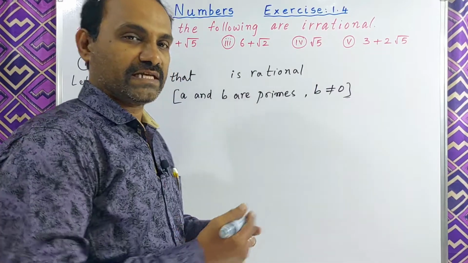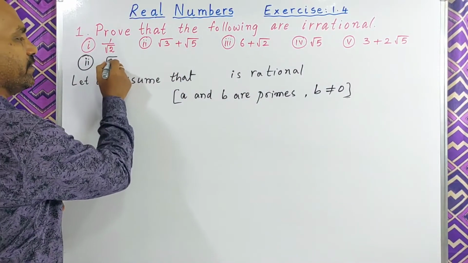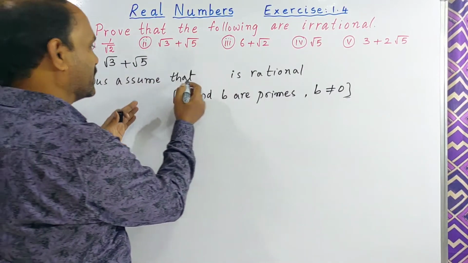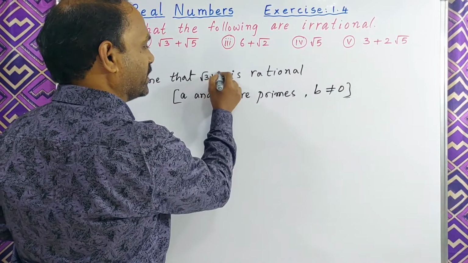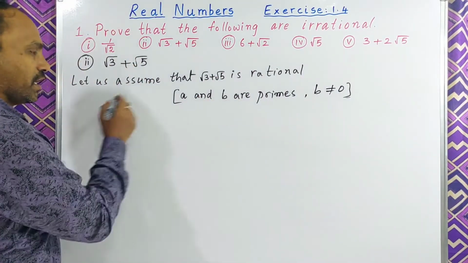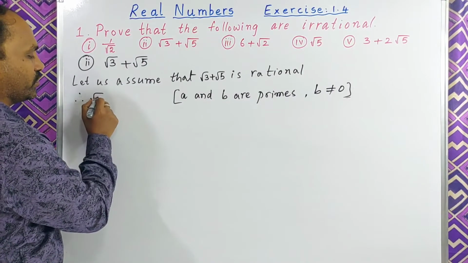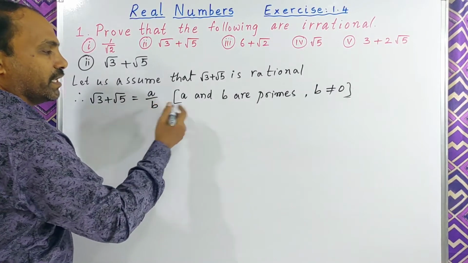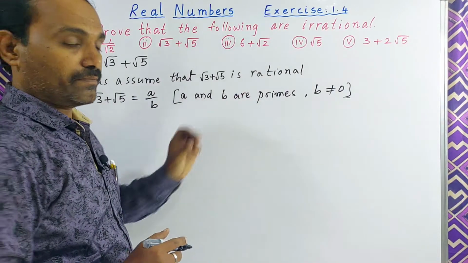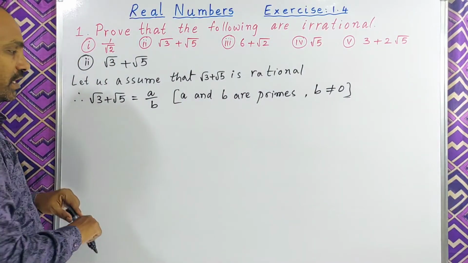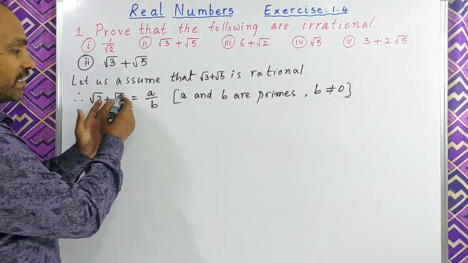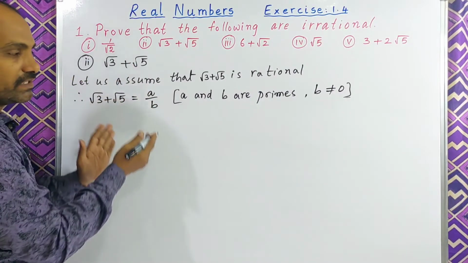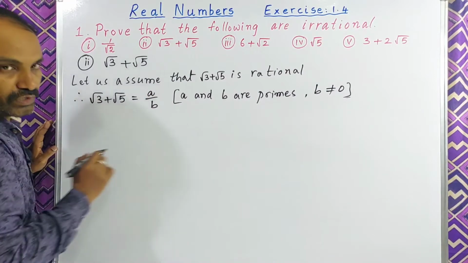Yes, students, second question, let us start. Second question: root 3 plus root 5. This one also uses the same method, so let us assume that root 3 plus root 5 is rational. Therefore root 3 plus root 5 is equal to a by b, where a and b are prime numbers and b does not equal 0. It's your choice; you can send one irrational number to the other side, or write it like this only. I will follow the same thing.